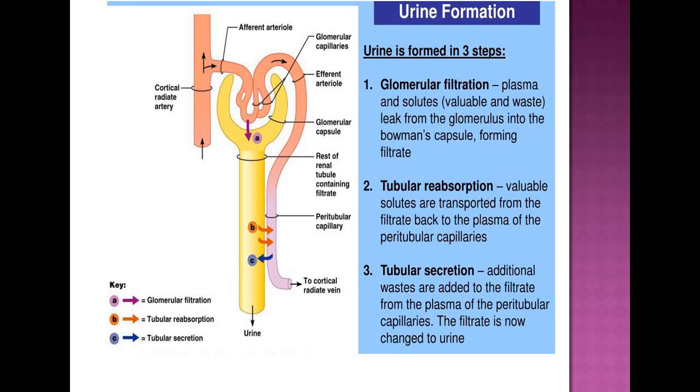Then we have tubular reabsorption. Now, almost all glucose and amino acids, which are useful to our body, are reabsorbed. Tubular secretion consists of some additional wastes which need to be removed. At the same time, sodium ions also enter into the tubes to maintain the osmotic balance of the body.